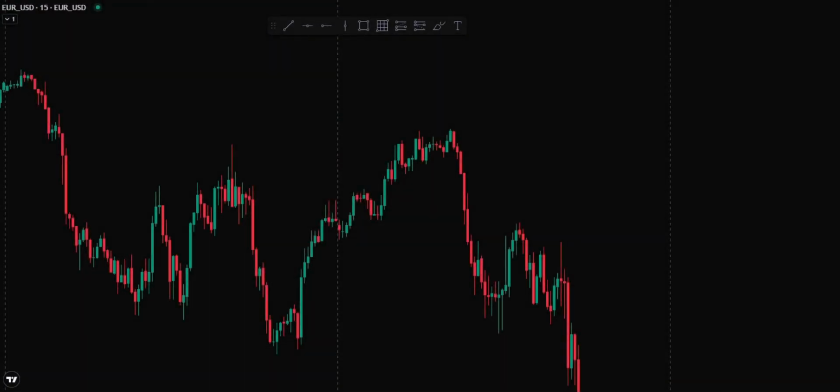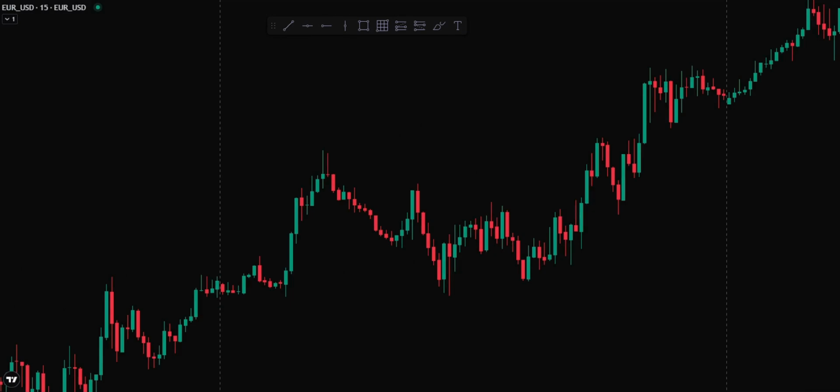So, what exactly is market structure? It's basically the framework of price movement. Every swing, every break, every pullback, they're all parts of that structure. Once you understand it, you can instantly recognize the state of the market. Is it trending up, trending down, or moving in a range? Let's start with the basics.